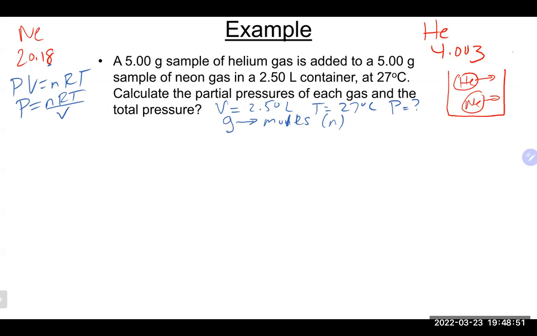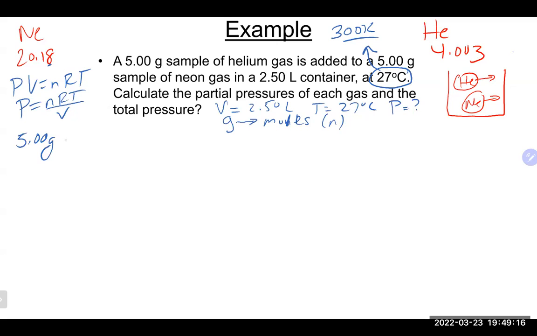Here we do need to do a couple of conversions. Obviously, we need to take our temperature and convert it to Kelvin. So if we add 273, that is going to give us 300 Kelvin in this case. We also want to take both of our grams and convert them to moles, so that's what I'm going to do first. We're going to use the molar mass to convert our grams into moles.